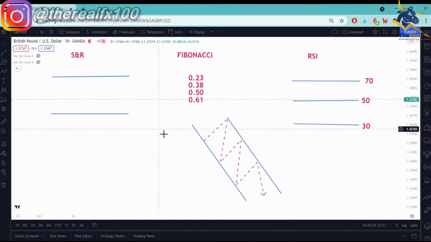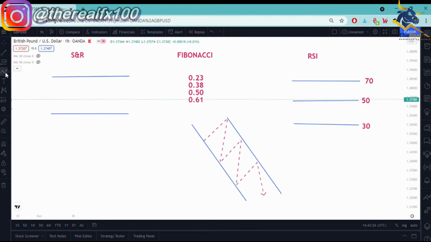Alright guys, now let's get to it. First thing I'm going to do, I'm going to recap what we did last week before I continue. Now last week I discussed how to use support and resistance, Fibonacci and RSI. I explained the history and also the application. Now today I'll be showing you how to use all of this in combination in a chart. But before I get there, let me just recap.